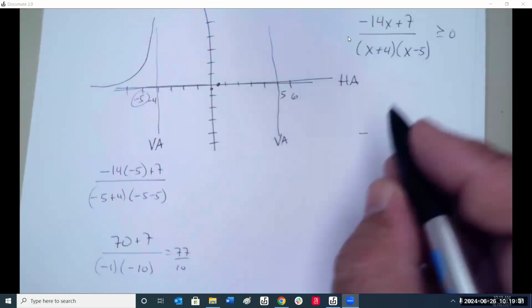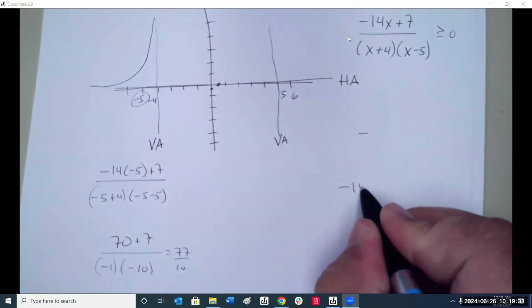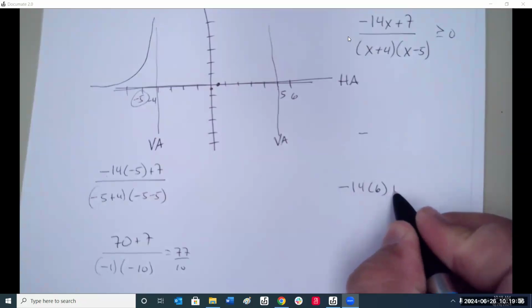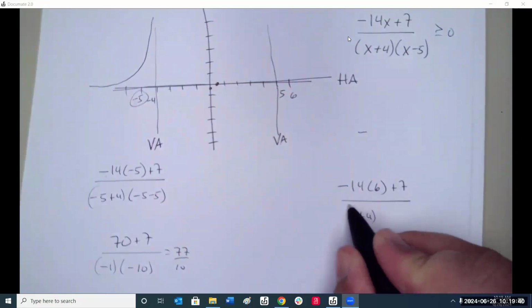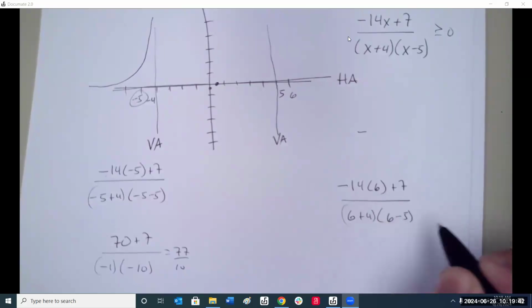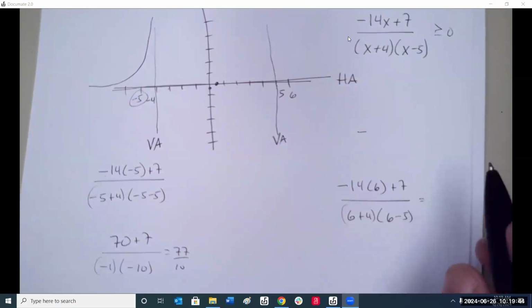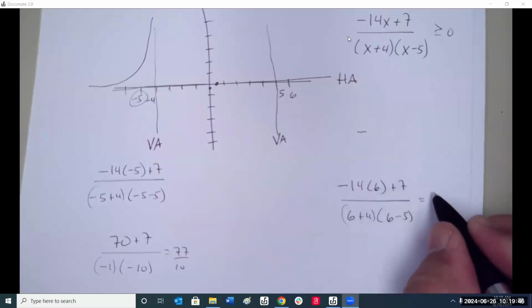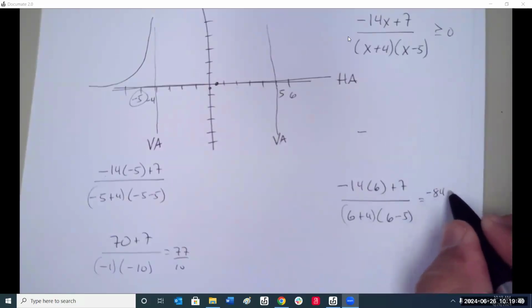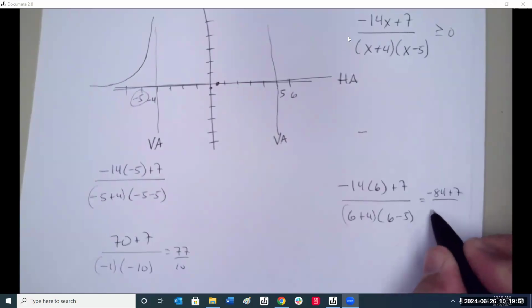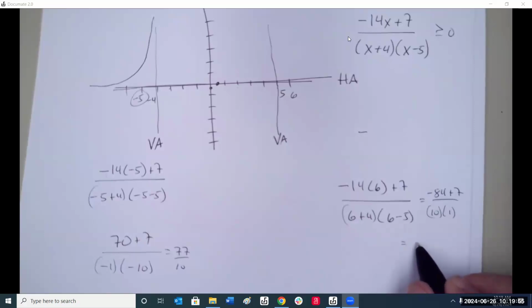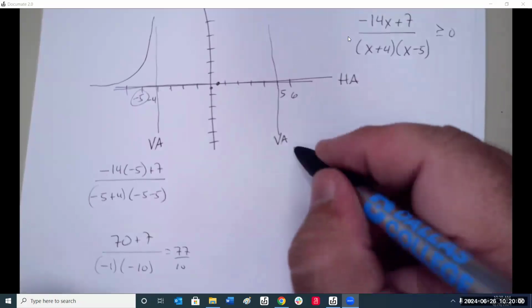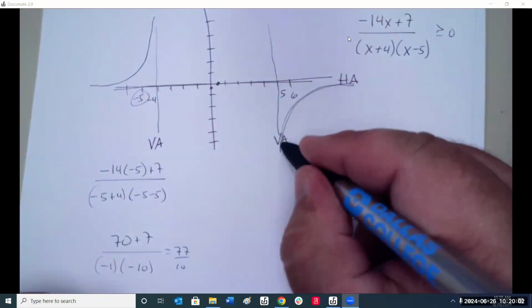Likewise over here at 6. We have -14 times 6 plus 7, over 6 plus 4, times 6 minus 5. -84 plus 7 over 10. So it's -77 over 10. So that one's negative. It's going to be down here.